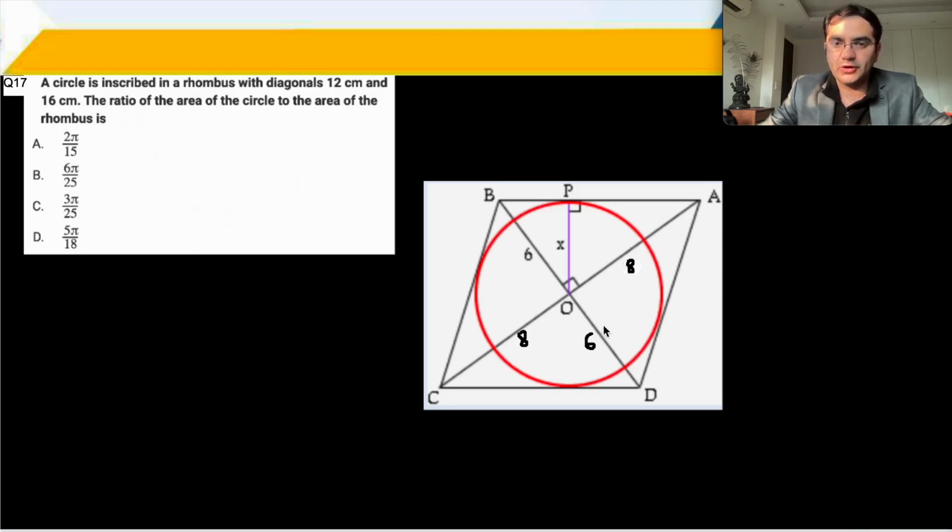Simple question, circle inside a rhombus. So I've taken a rhombus, and made a circle inside it. Diagonals are 12 and 16. I know that diagonals bisect. So 12 becomes 6, 6, 16 becomes 8, 8. Bisect at 90 degrees. Ratio of area of circle to rhombus. So circle becomes pi x squared. X you can see is the radius. Area of rhombus becomes half into 6 into 8. I get one of these triangles into 4. There are 4 such triangles.